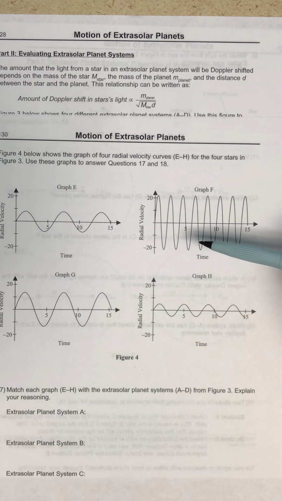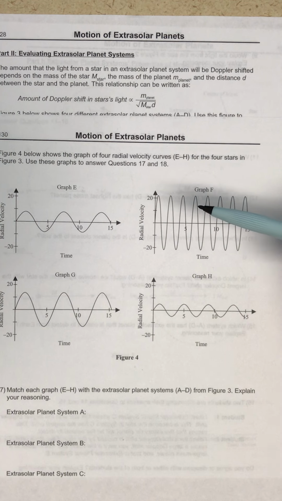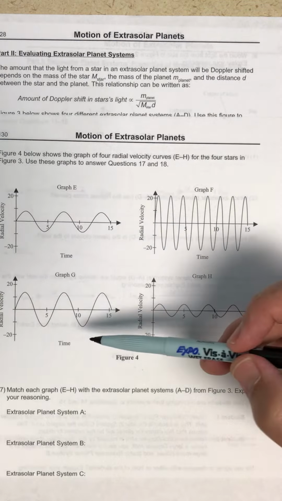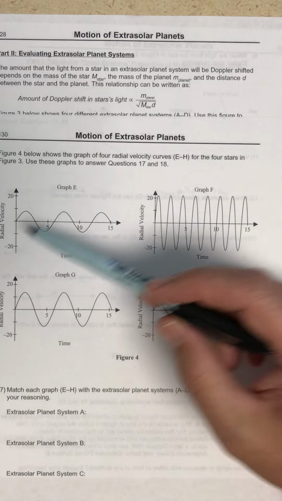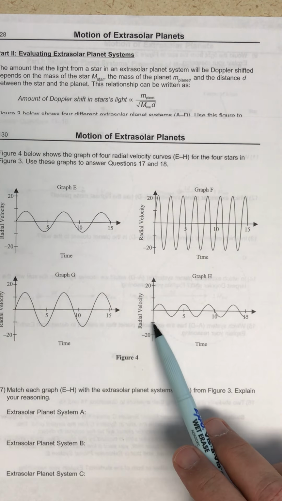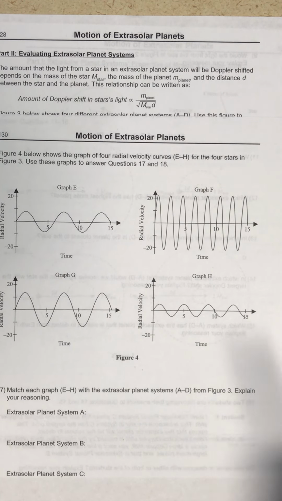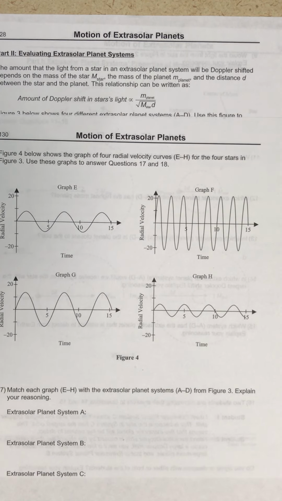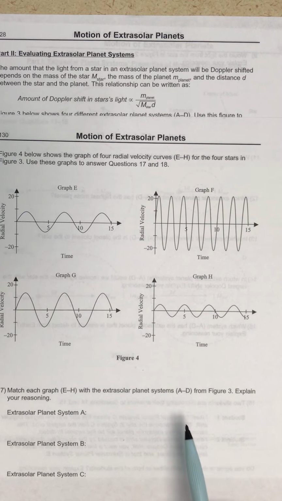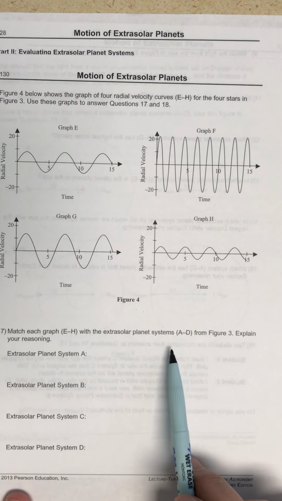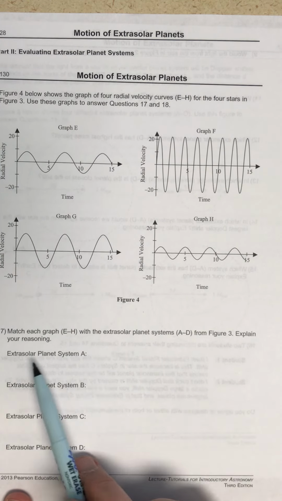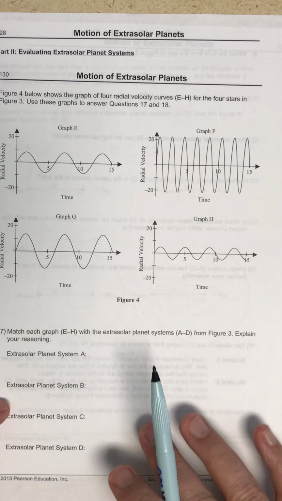Okay, so just go through: the biggest Doppler shift is going to be F. The next biggest amplitude of the Doppler shift is graph G, then graph E, and lastly H. All right, so let's go through and match these up. Match each graph E through H with the extrasolar planet systems A through D from figure 3 and explain your reasoning. So let's start with the tallest of all.